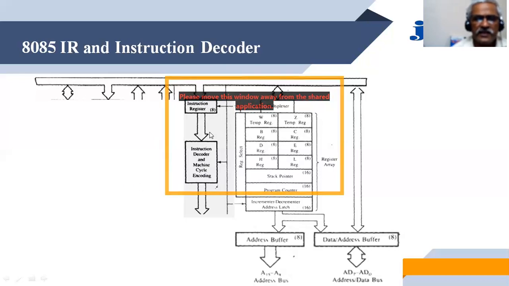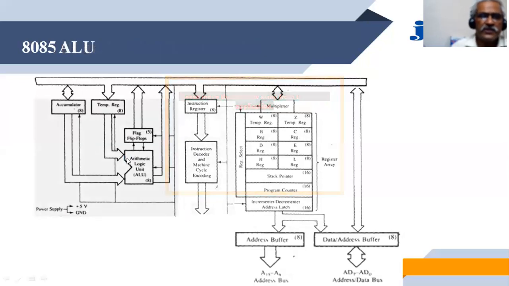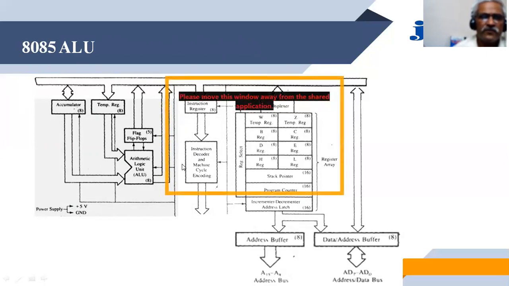Let us see the next unit. Once we have decoded the instruction, the next part shown here in the figure is the arithmetic and logic unit. It is a very critical part because the actual operations, arithmetic and logical in nature, are performed by this ALU. So what are the components of this ALU? The ALU has inputs and it has an output.